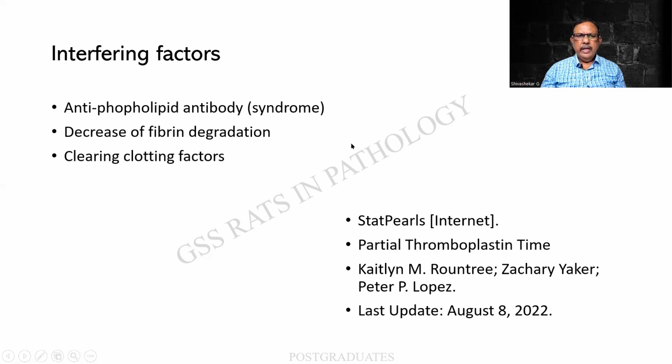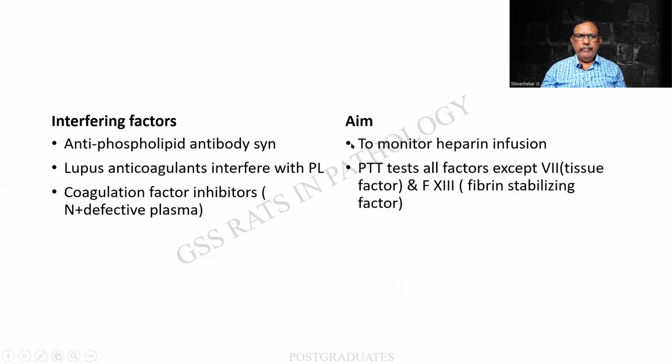This is the reference. I would like you people to kindly go to it. The interfering factors can be again antiphospholipid antibody syndrome, lupus anticoagulants can interfere with the phospholipids and the aPTT. Coagulation factor inhibitors as well as defective plasma. The aim is to monitor the heparin infusion. PTT is done in all cases except 7 and 13. Please do remember this.